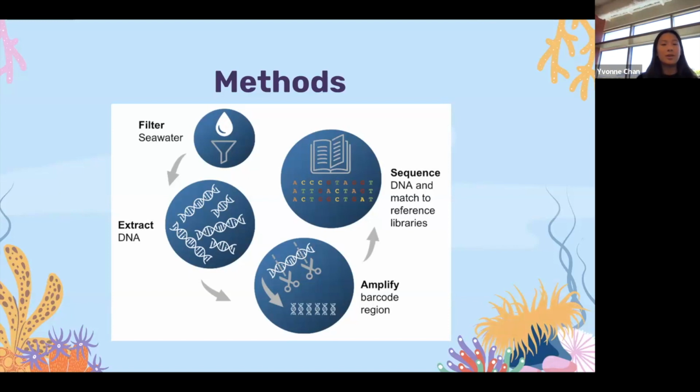We stored this filter in a solution called Longmire solution, which essentially makes it so that the DNA is less likely to degrade. It can be a problem in eDNA if you don't have something to hold or suspend the DNA in, it could degrade really quickly. Therefore, you wouldn't have anything to sequence or match to libraries, which I'll get into later.